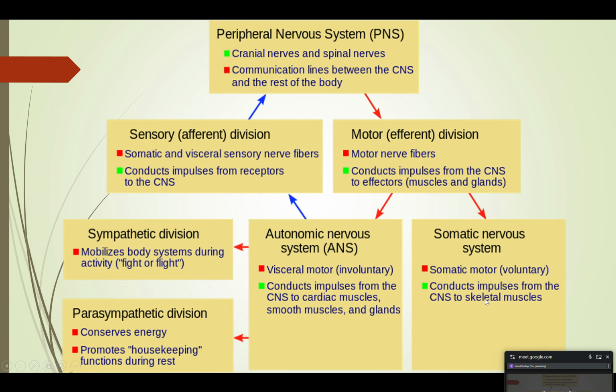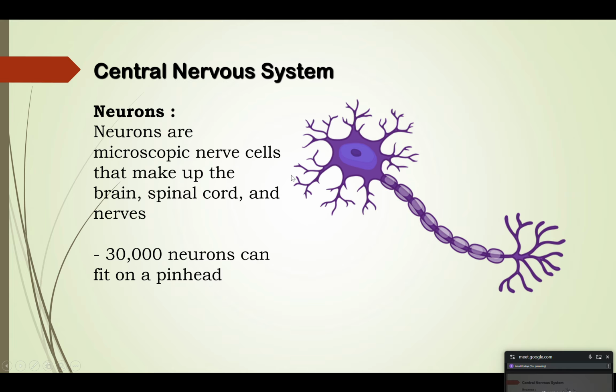There are three categories of muscles which you should know: skeletal, cardiac, smooth. Cardiac and smooth are under autonomic. They are not what you can control. However, skeletal is what you can control very well. For parasympathetic, which is a division under autonomic, it's basically at rest. It promotes functions during rest, which implies that it's able to conserve energy. And sympathetic mobilizes body systems during activities such as fight or flight. So it is important to know all these divisions.